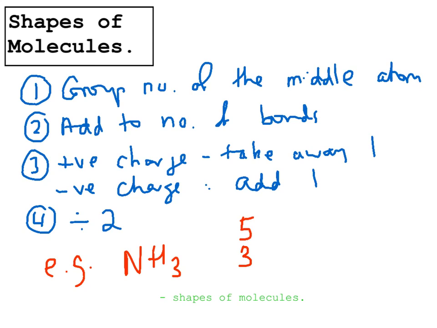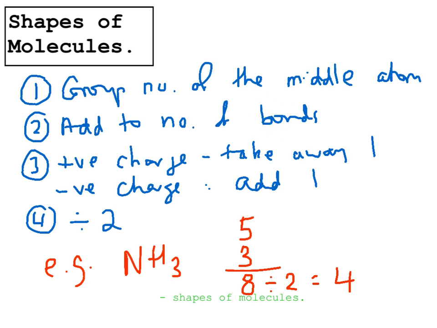If there was a positive charge, we'd take 1 away. If there was a negative charge, we'd add 1, but there's not. This is a neutral molecule, so we're not going to do that. So then we add them all up, and then divide our answer by 2, and that gives us 4. That means there are 4 electron pairs.